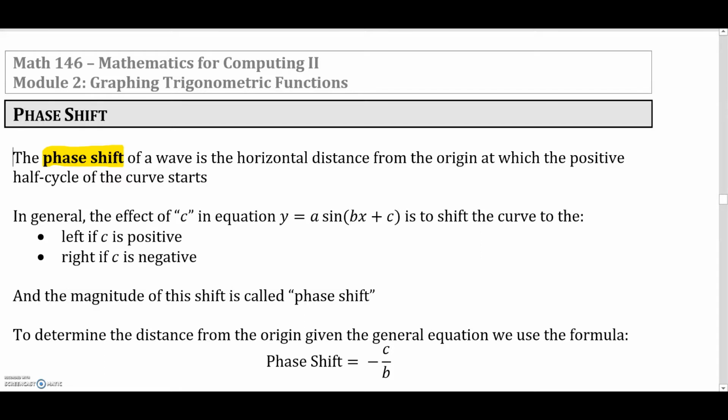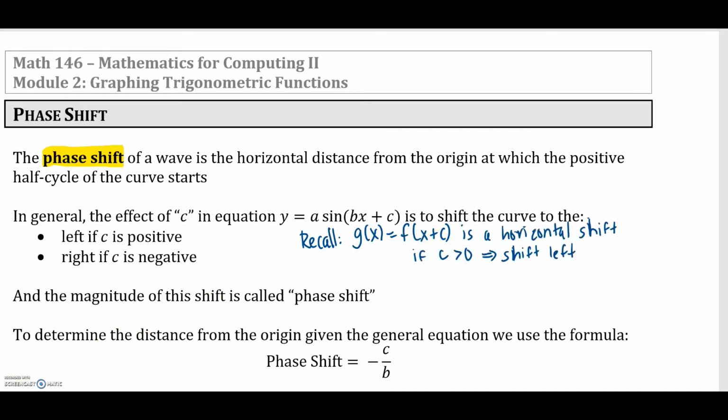Recall in Module 1 we looked at transformations of functions. We had a transformation where g of x was equal to f of x plus c. When we have x plus c within a function, we know that we have a shift to the left when c is greater than 0, and we have a shift to the right when c is less than 0. We can describe the magnitude of this shift by describing it as a phase shift.